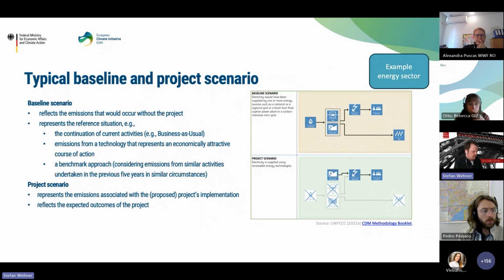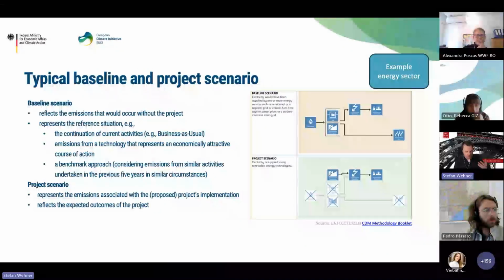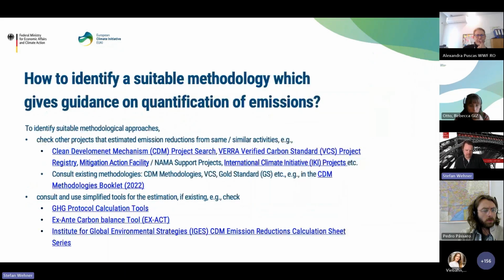For example, if you have a waste project, there might be still some emissions after your project implementation due to collection of waste and then composting, for example. But if you have renewable energy projects, then in many cases, the project scenario or the emissions under the project are zero.